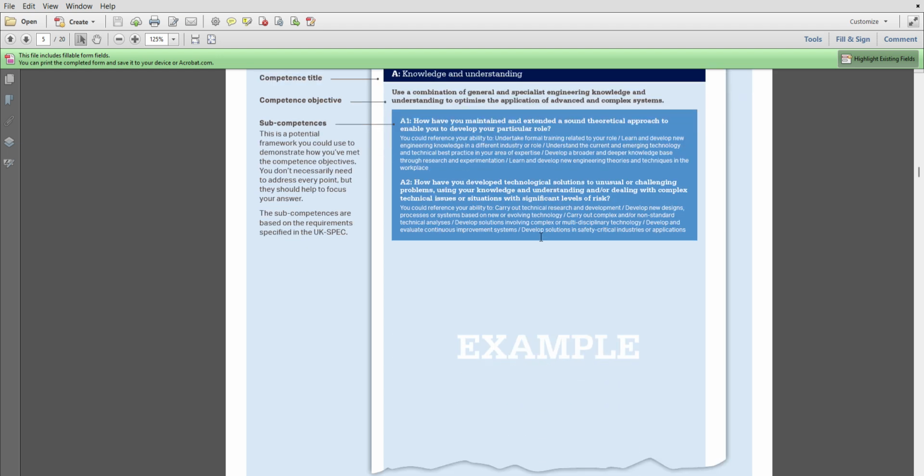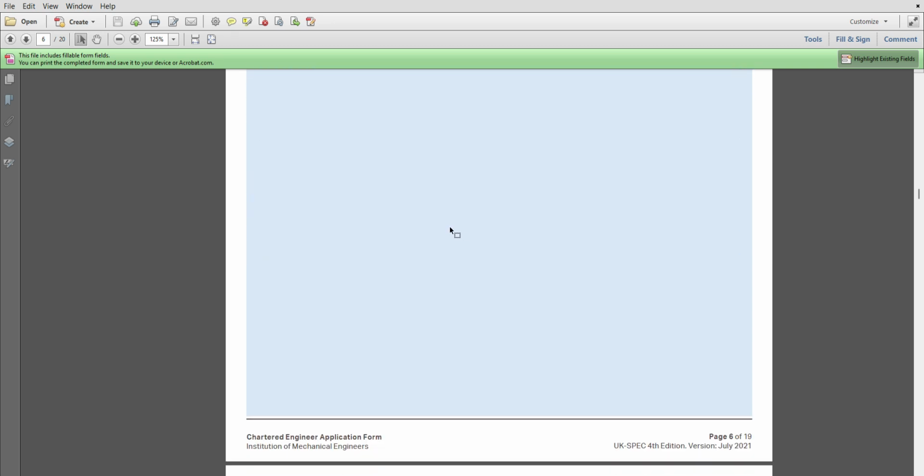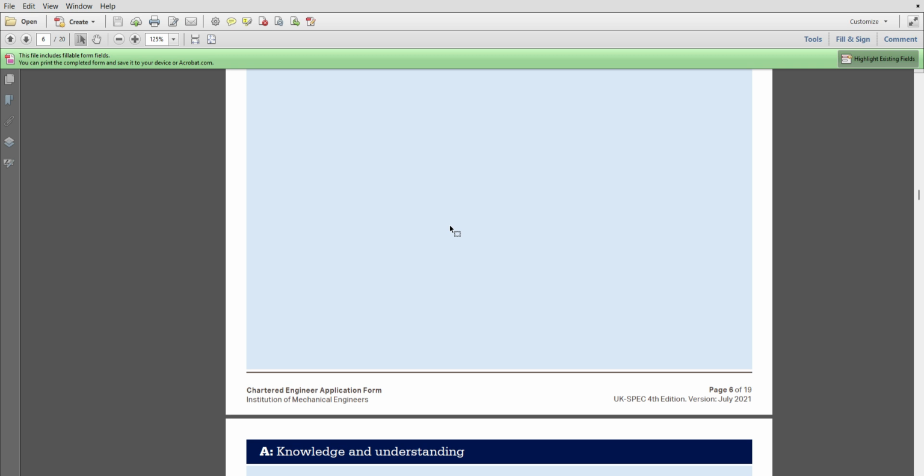Very, very important. You do not have to list all your projects. I would say 2 projects is reasonable. But even if it's 1 project, the most important thing is for you to show evidence that you are meeting the UK-SPEC.